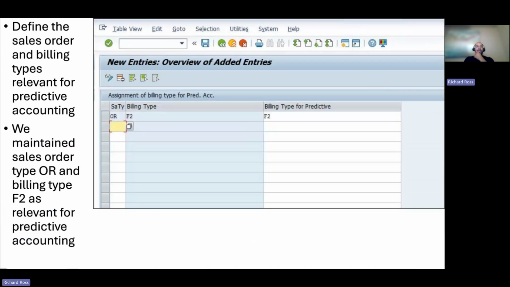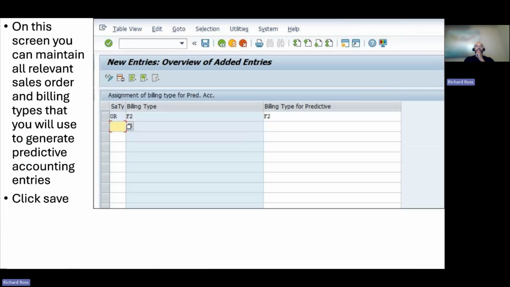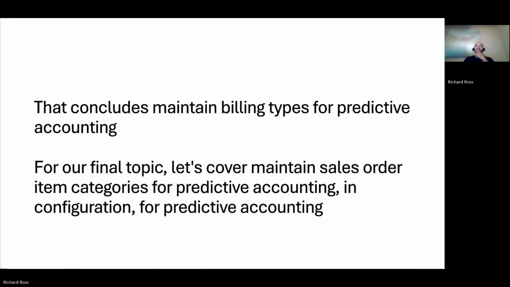Define the sales order and billing types relevant for predictive accounting. We maintained sales order type OR and billing type F2 as relevant for predictive accounting. On this screen, you can maintain all relevant sales order and billing types that you will use to generate predictive accounting entries. Click Save. That concludes Maintain Billing Types for Predictive Accounting.